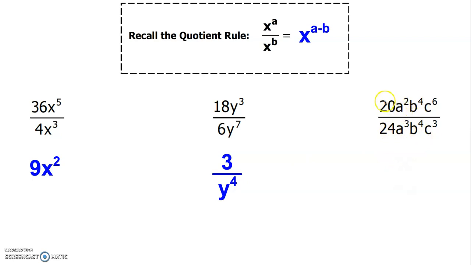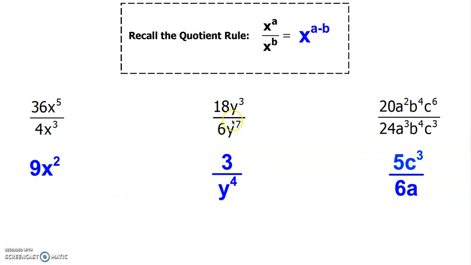In this last one, the 20 over the 24 simply reduces. 20 is not divisible by 24 evenly, but we can simplify that fraction to be 5/6. A squared over a cubed means we have an a left on the bottom. Notice that the b to the fourths reduce away. 4 minus 4 is 0, and anything to the 0 power is just 1. C to the sixth over c cubed, and we have c cubed left on top.